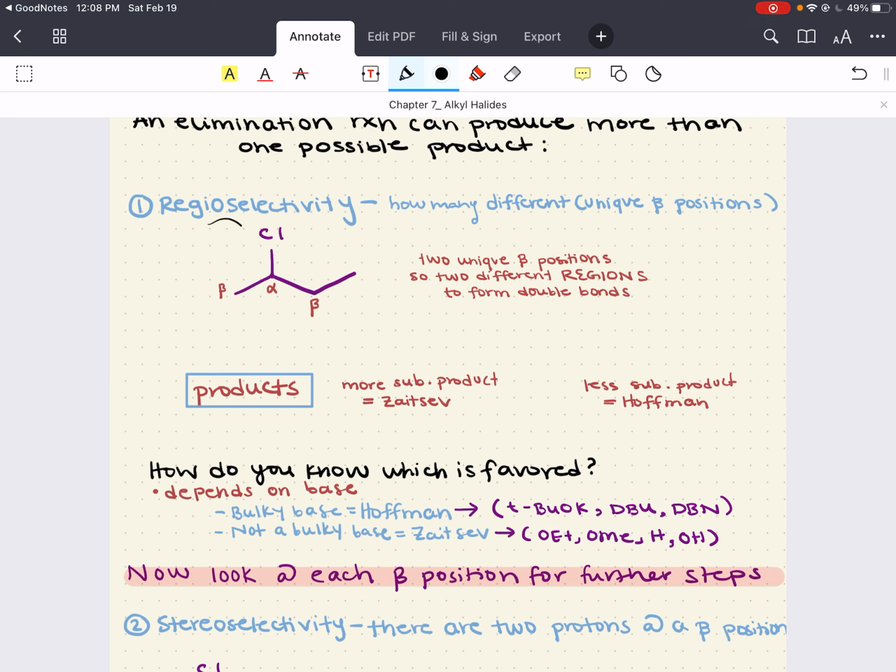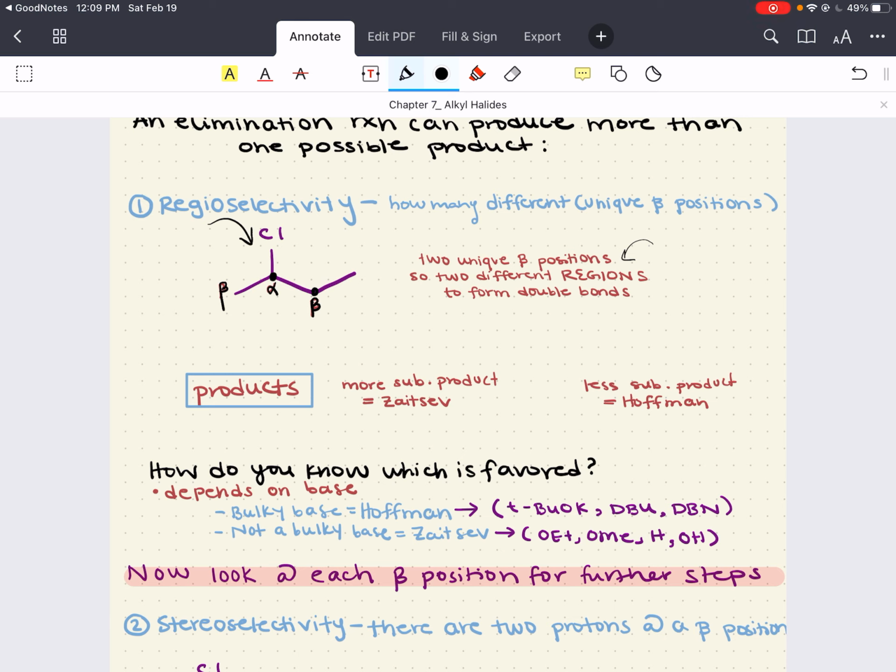So here's an example problem. Here's your alkyl halide. How many beta positions does it have and where are they? Here's your alpha carbon directly attached to the halogen. Every other carbon attached to the alpha is a beta. So here's a beta position and here's a beta position. You have two unique beta positions.